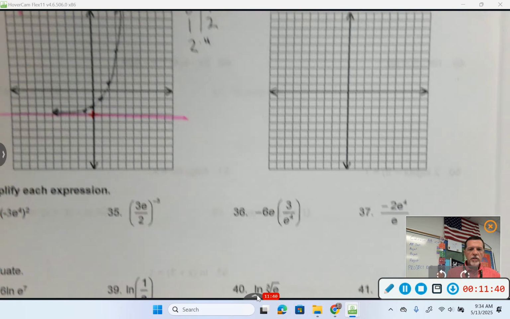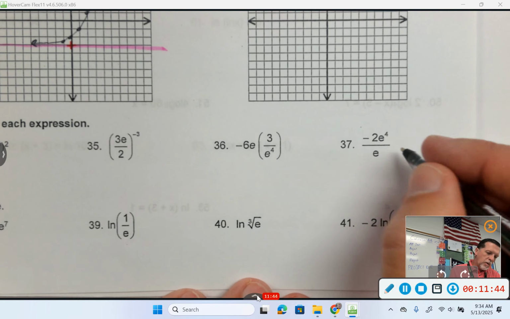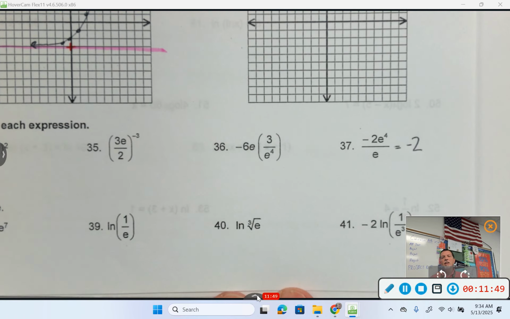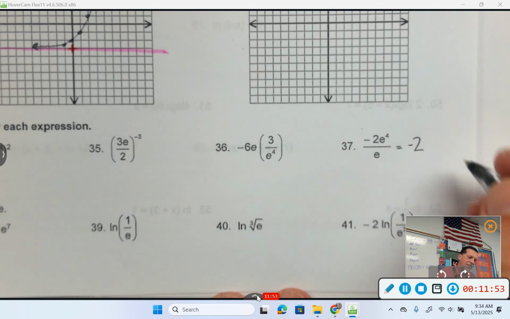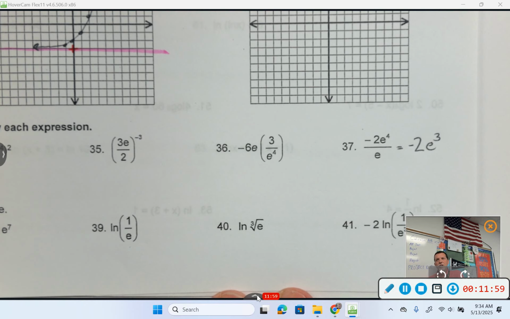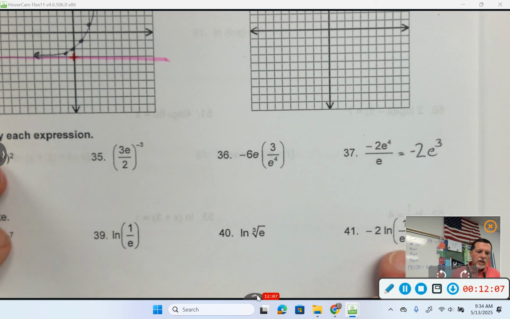Let's jump to number 37. Simplify each expression. Oh, that should be easy, I think. What's e to the 4th over e? E cubed. Again, that's part of the reason why the no calculator part has way more questions than the with calculator part, because some of them are this kind of thing that should go really quick.